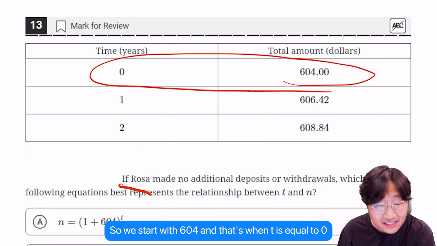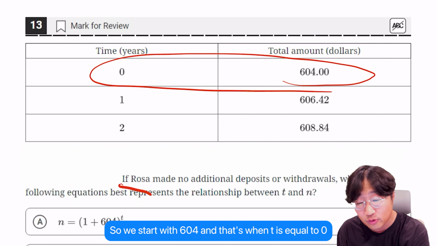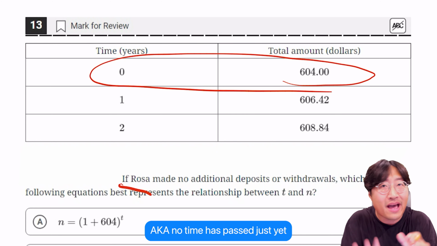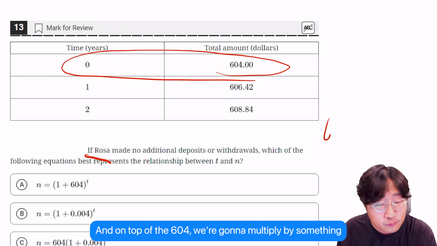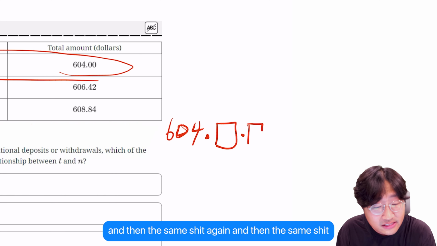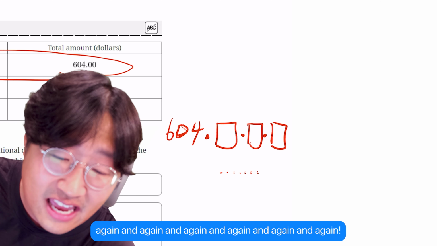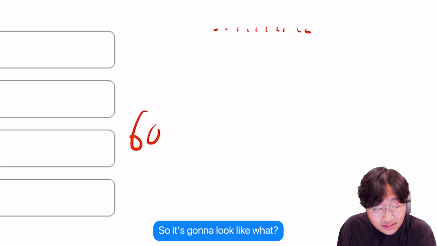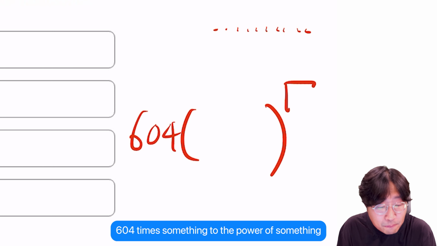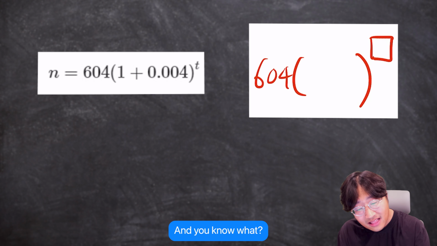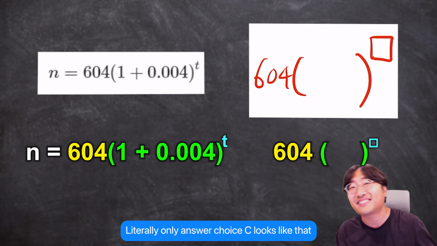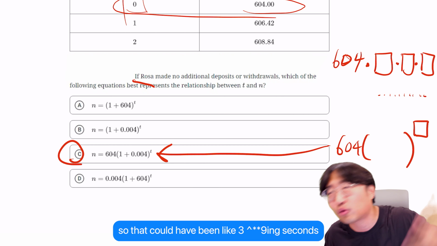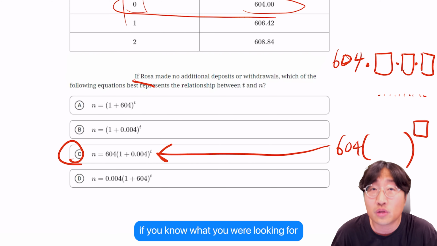So we start with 604, and that's when t is equal to 0, aka no time has passed just yet. On top of that 604, we're going to multiply by something, and then the same again, and again, and again. So it's going to look like 604 times something to the power of something. And literally only answer choice C looks like that, so that could have taken 3 seconds if you knew what you were looking for.